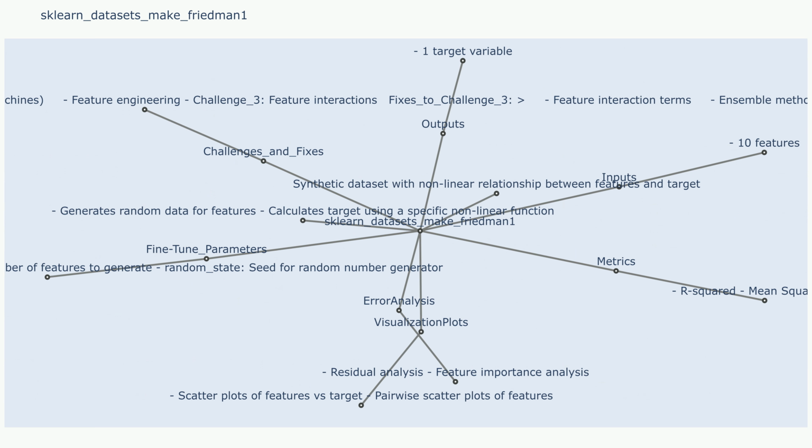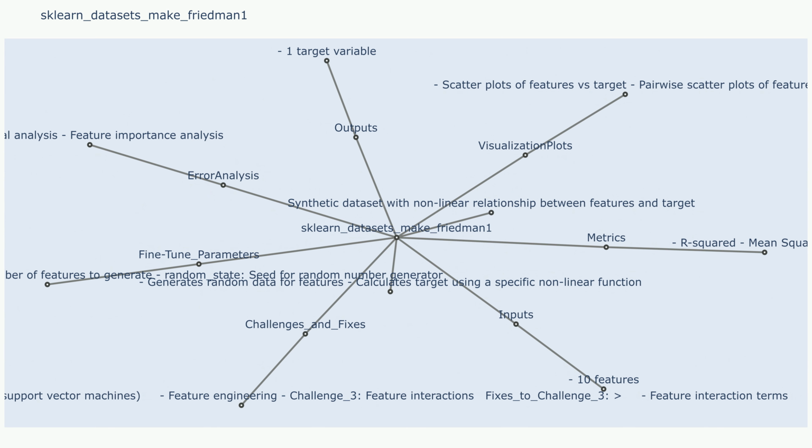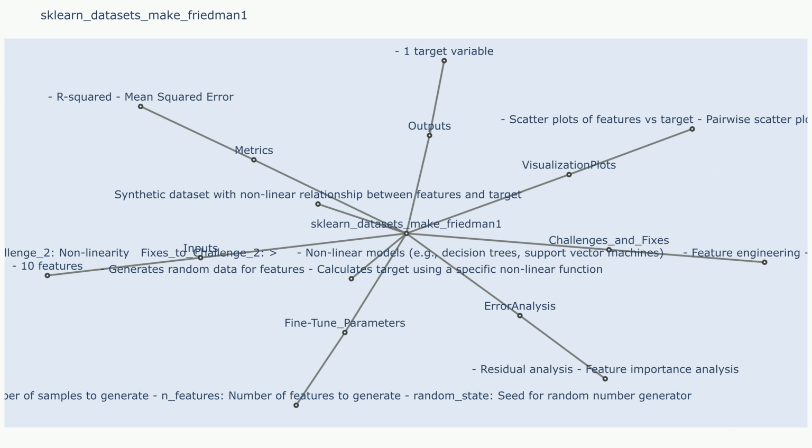n_samples, higher values can create more diverse datasets, but may lead to longer training times. n_features, more features can introduce more complex relationships, but may require more sophisticated models. Bootstrap aggregating, bagging. Random forest.